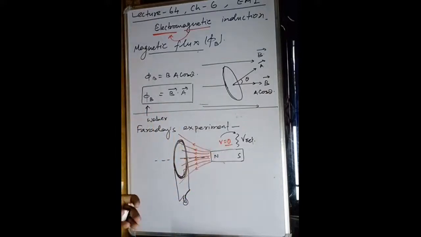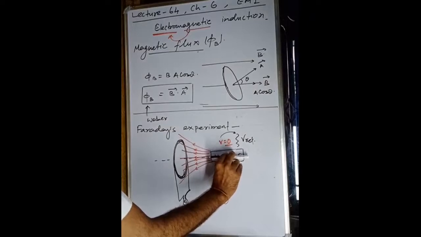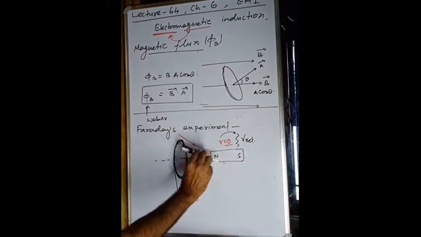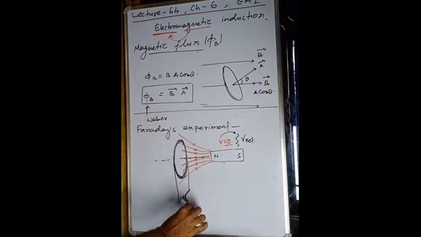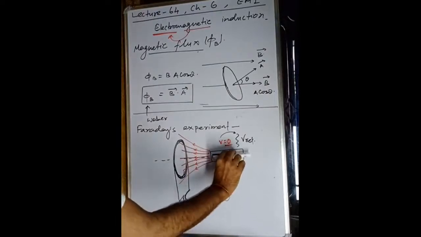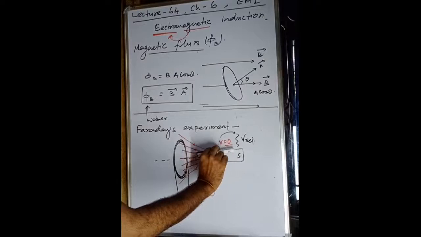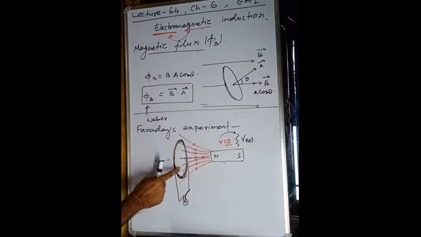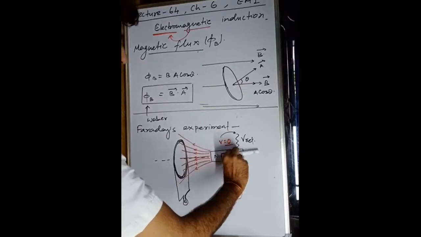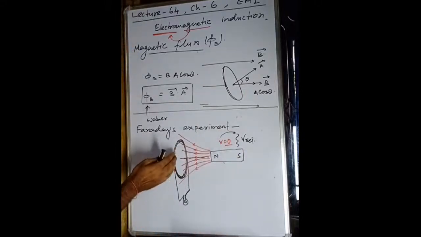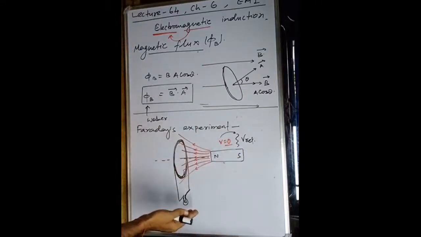Okay, what will happen, my dear students? Suppose we move this magnet towards the coil, where the field lines are moving out from the north pole. If you move this magnet towards the coil, the number of field lines linked with the coil will increase. And if you move this magnet away, what will happen? The number of field lines linked with the coil will decrease.